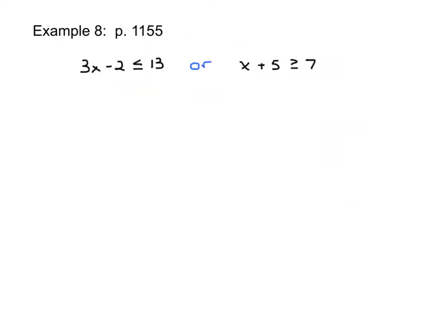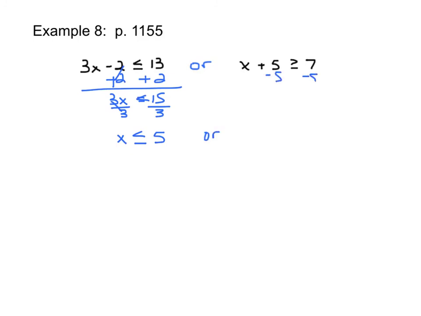Example 8, 3x minus 2 is less than or equal to 13, or x plus 5 is less than or equal to 7. So solve each one for x. So for the first one we get x is less than or equal to 5, or x is greater than or equal to 2.